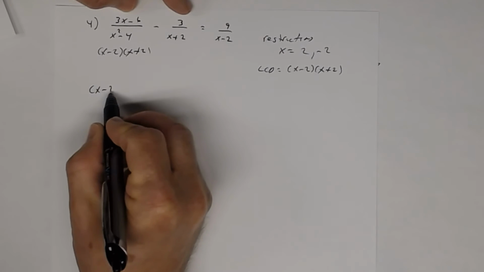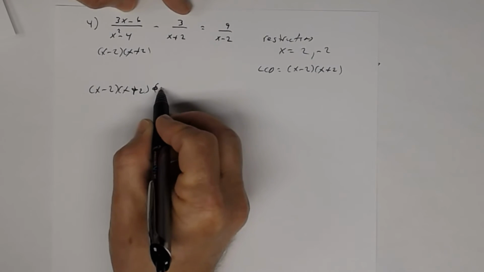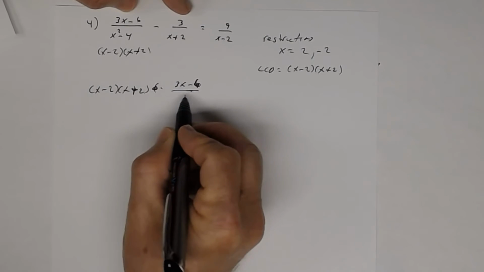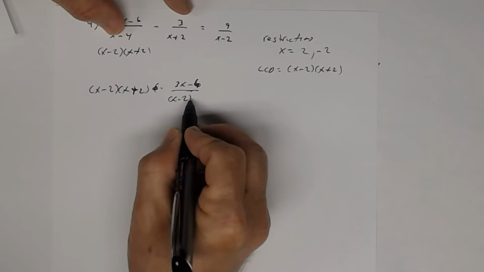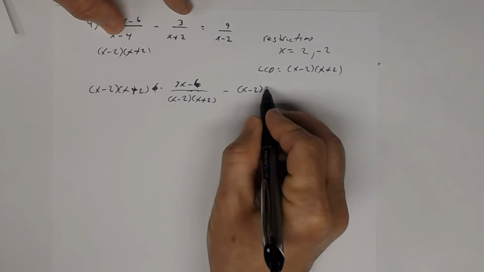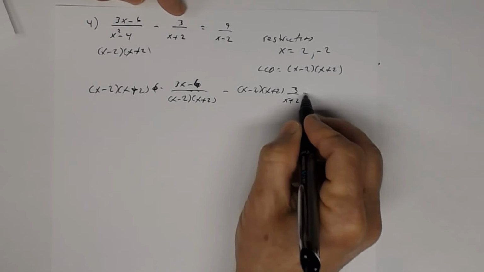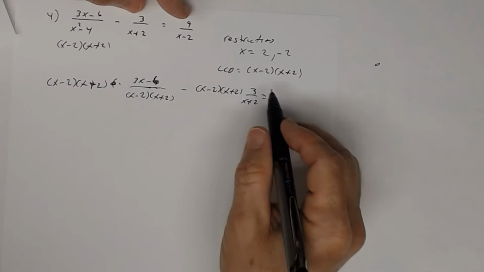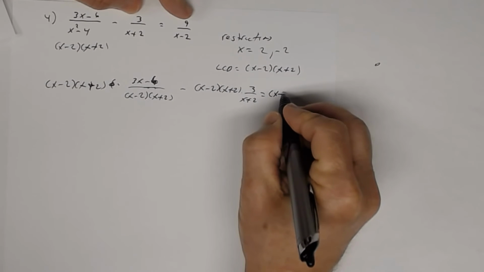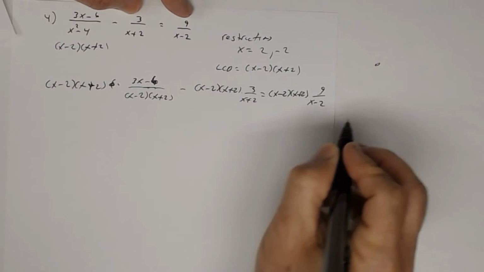So I get x minus 2 times x plus 2, that's a plus right here, times 3x minus 4 minus 6 divided by x minus 2 times x plus 2, minus, and then the LCD, x minus 2, x plus 2 times 3 divided by x plus 2 equals, I'm running out of room, equals, and then that's going to be the LCD, x minus 2, x plus 2 times 9 divided by x minus 2.